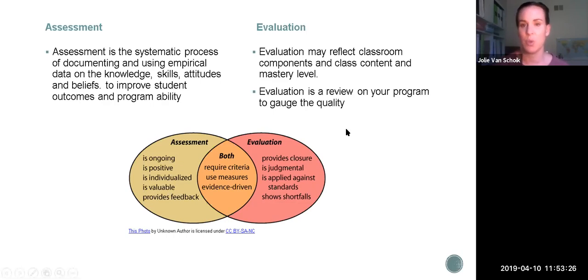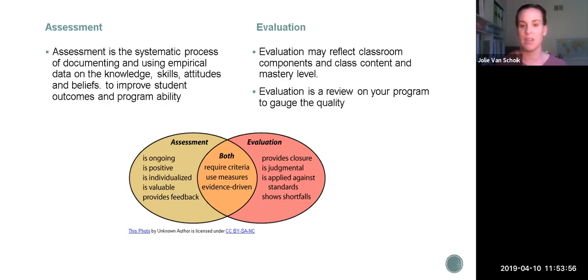Then we have an evaluation, which typically reflects classroom components, class content, like what are you actually helping children learn? And we are helping children learn even in early childhood education. And then especially in early childhood education, what is actually in our classrooms? So do we have enough materials? What do our materials look like? Are they good quality? Are they diverse? And they focus on anti-bias education. And then it's typically a way to review the program and also gauge the quality.